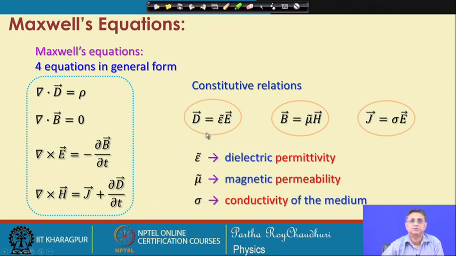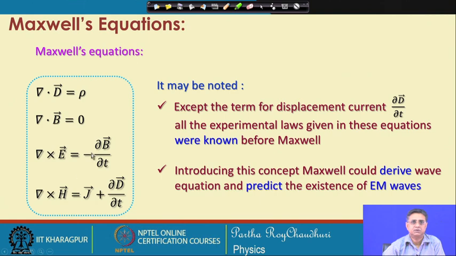Now, the dielectric permittivity, as I have told, is a 3 by 3 tensor. Magnetic permeability is also a nine component tensor, and sigma is the conductivity of the material. These are the basic definitions and the terms which are associated with Maxwell's equations.